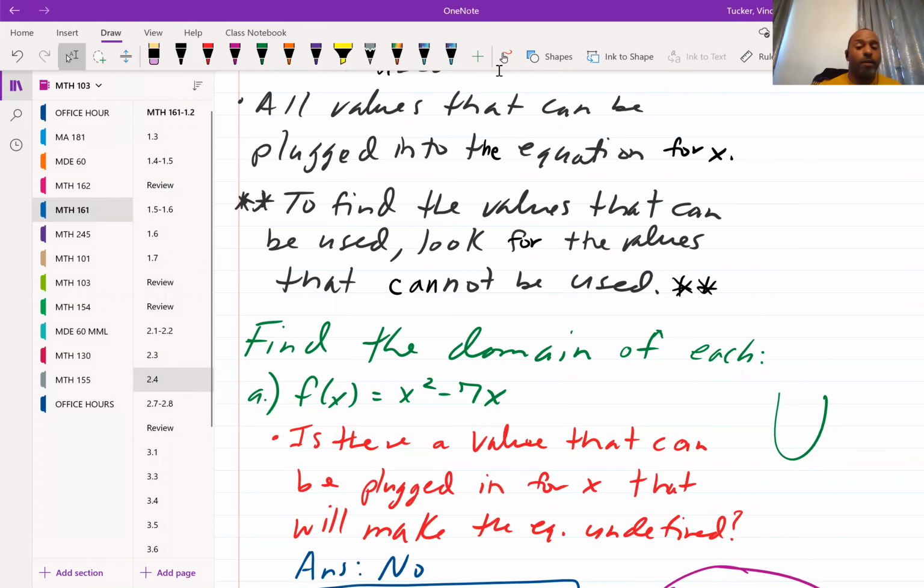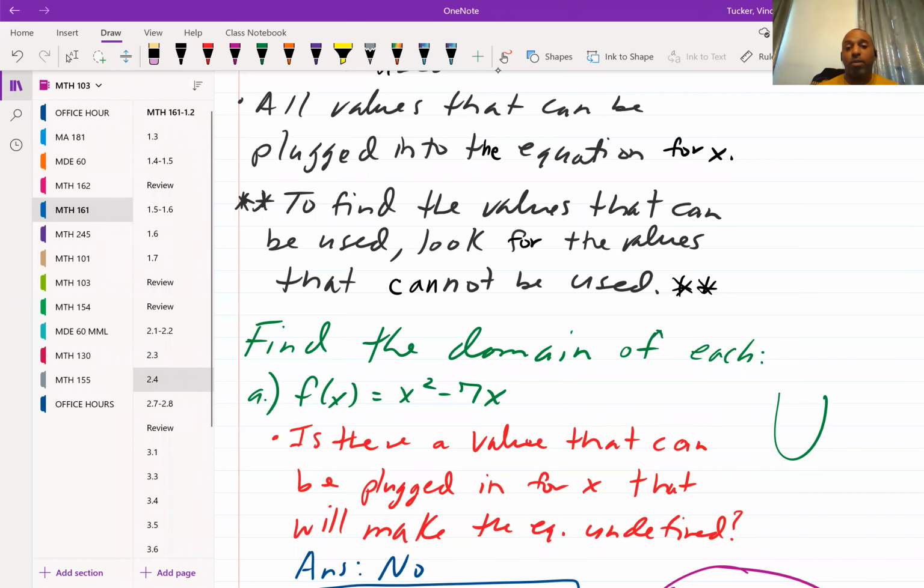Now for this scenario, we have this parabola, x squared minus 7x. The answer is no. There's nothing I can plug in for x that will make it undefined. Of course, I'm going to show you some examples of what that will look like, what type of equations will set that up for us. But in this scenario, there's nothing I can plug into it to make it undefined.